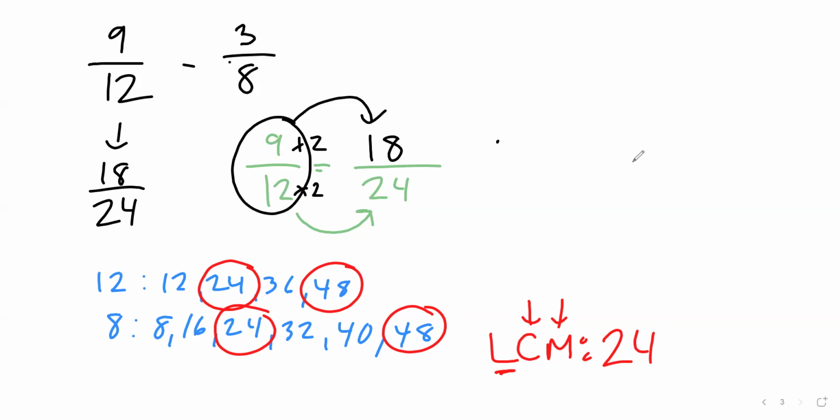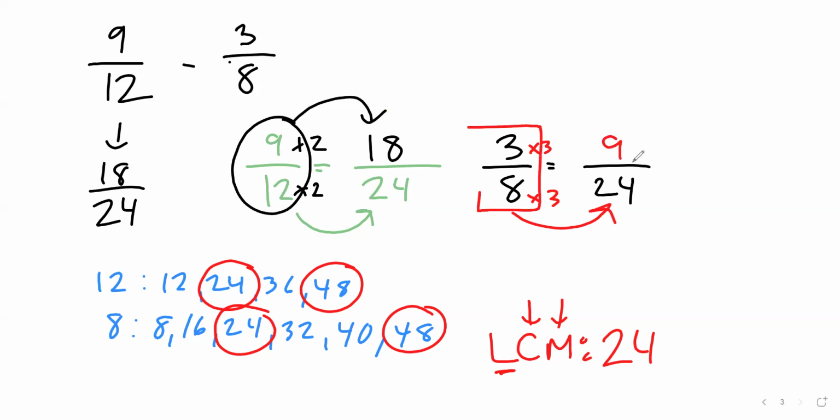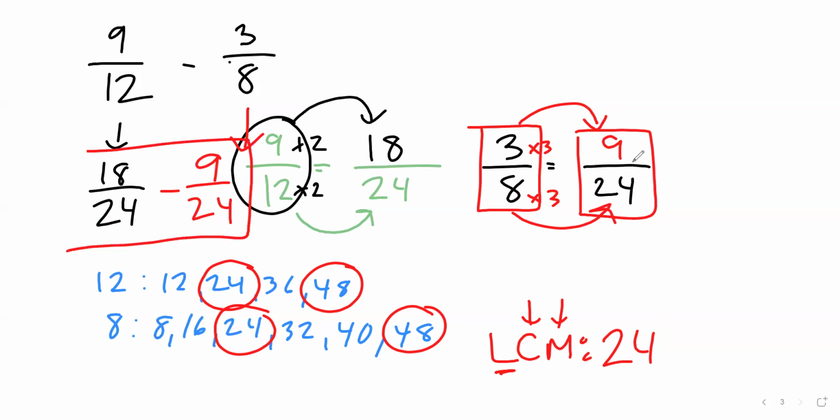Now, next I have 3/8, and I need to convert it to 24ths. It's the same thing. I'm going to multiply this by 3, because 8 times 3 is 24. And if I multiply this by 3, I have to multiply the numerator by 3. So 3 times 3 is 9. So 3/8 is equivalent to 9 24ths. So this becomes 9 24ths. And now I have two compatible fractions.